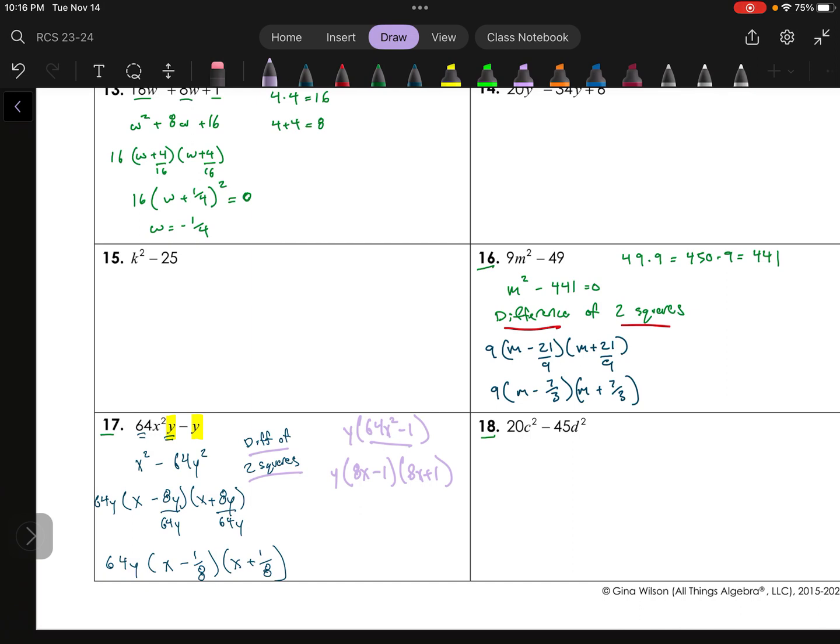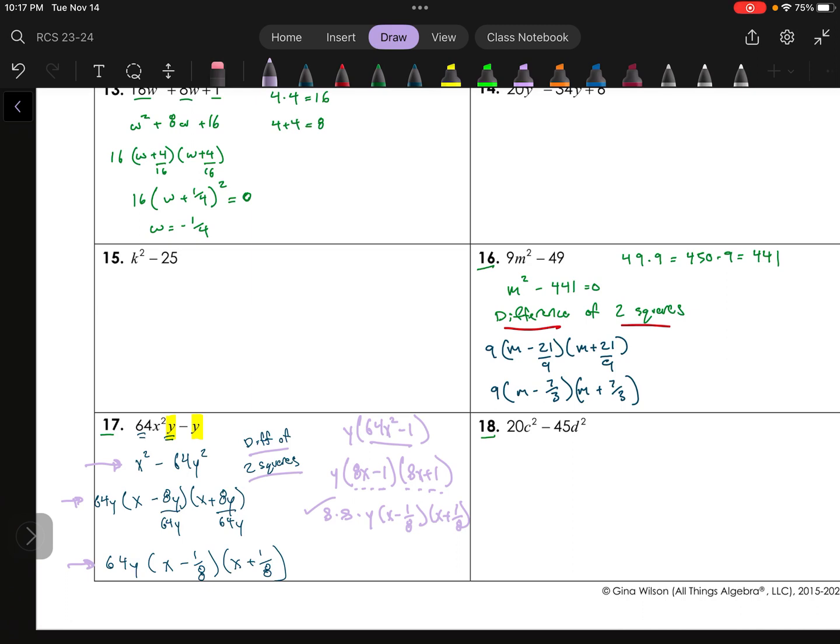And then if I wanted to undistribute an 8 from both of these terms, I could, right? And I could have 8 times 8 times y times x minus 1/8 times x plus 1/8. And I'd get to the same sort of thing. But this method that is outlined in your notes, once you get the hang of it, it's actually really effective.